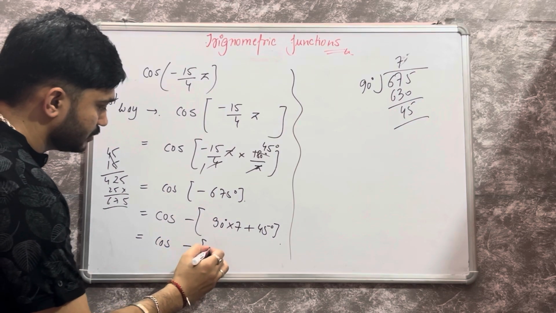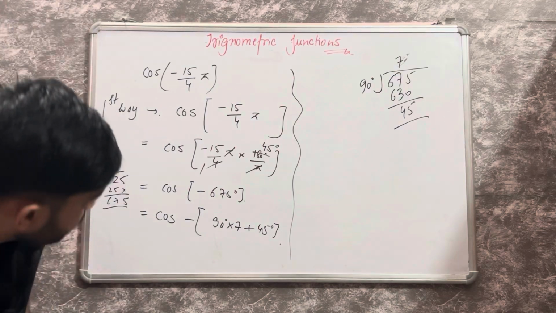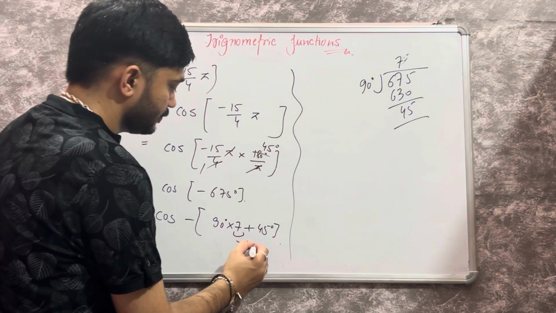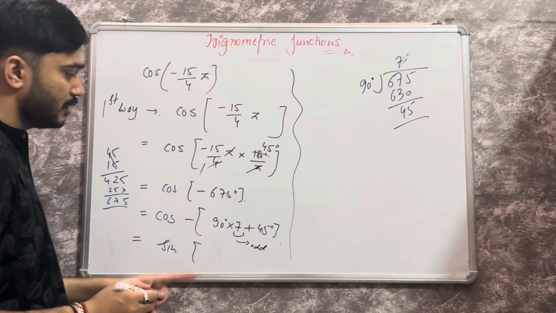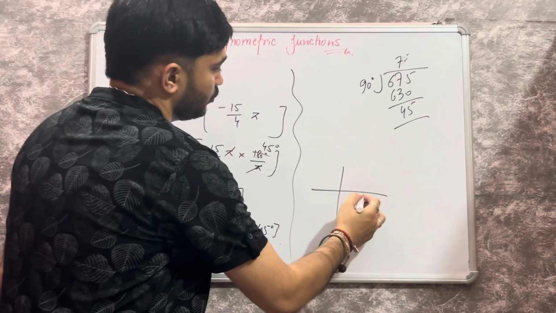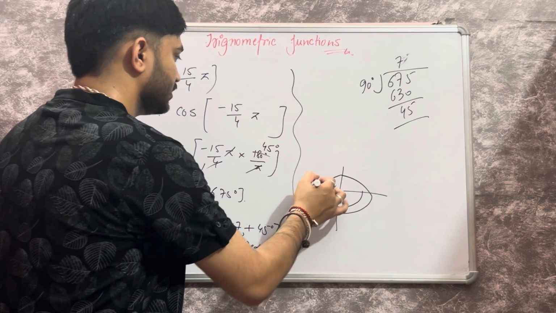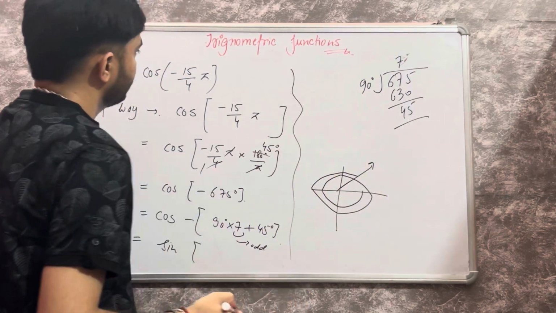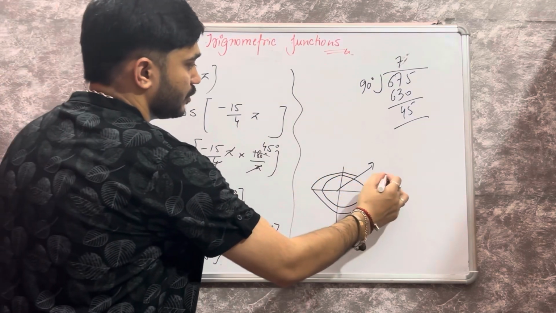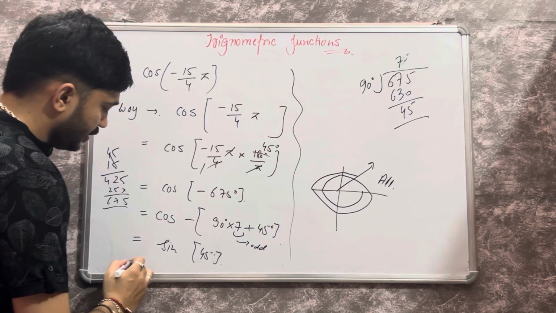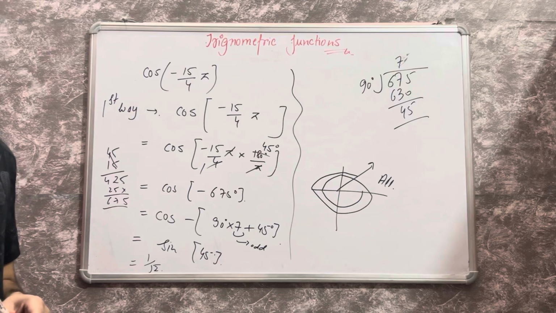Cos minus, if we write this step again, the number is odd here, so cos will change itself into sine. Minus represents that we are moving in clockwise direction. 1, 2, 3, 4, 5, 6, 7 and 45. So the answer will be sine of 45 degree, because in the first quadrant everything is positive. Sine 45, we all know, is 1 by root 2. That is the answer. Any doubts?